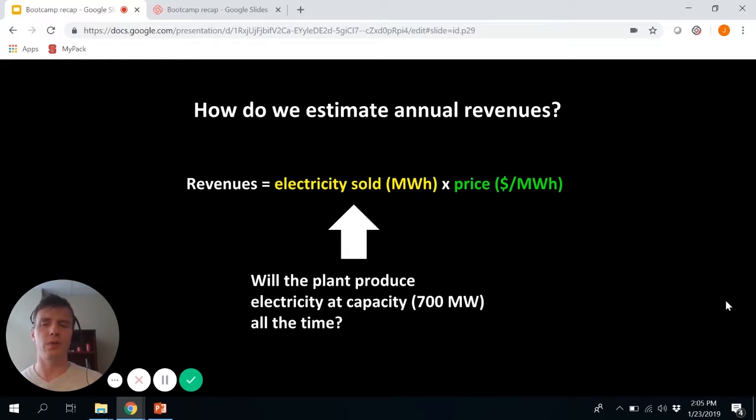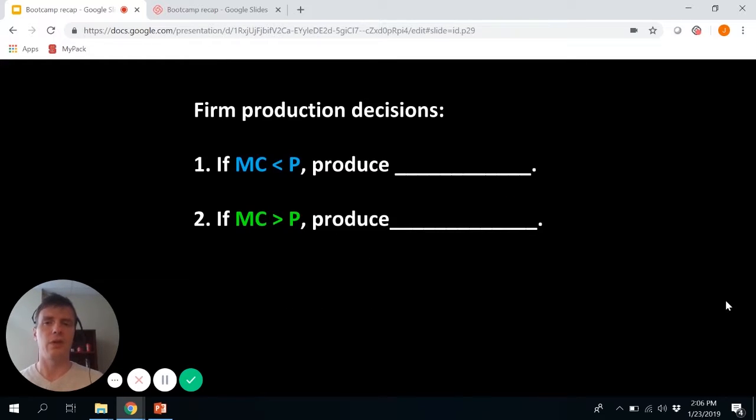The question posed here is, we know what the installed capacity, or the size of the power plant, is. That's 700 megawatts, which means that at any given point, it could be producing 700 megawatts of electricity. However, the question is, will the plant just operate like that? Will it turn on, ramp up to 100% capacity, and stay on at that level, producing at that level, for every hour of the entire year? And the answer is no, right?